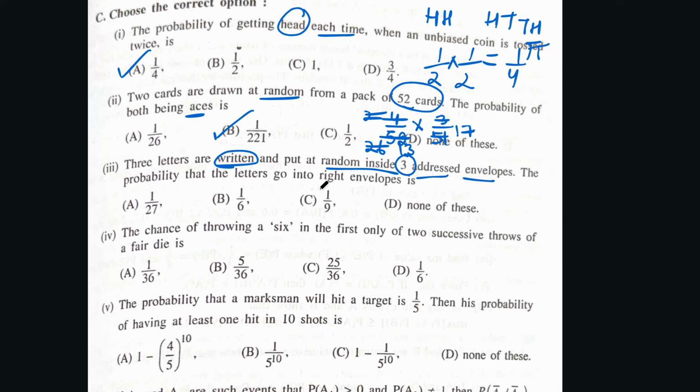3 letters are written and put at random inside 3 addressed envelopes. The probability of the letters going into the right envelopes is, okay. So each letter has only one right outcome. So this is the only probability that it can go through with. The probability that it is going to the right envelope would be it happening 3 times. This is the probability that all letters go into the right box.